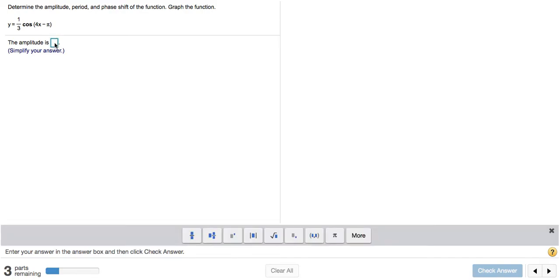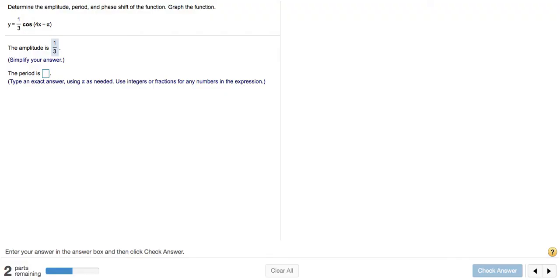So for the computation of the amplitude, it's going to be the number that is multiplied to the front of this function, which in this case is 1/3. Amplitude is always recorded as a positive number. If this happened to be -1/3, the answer would still be positive 1/3.